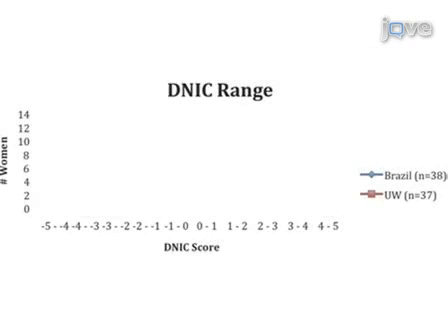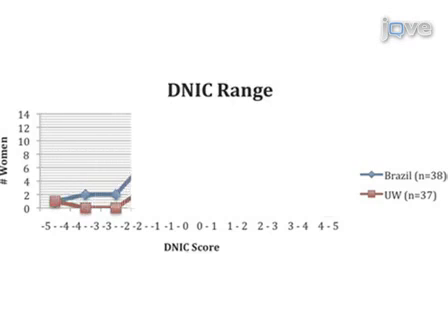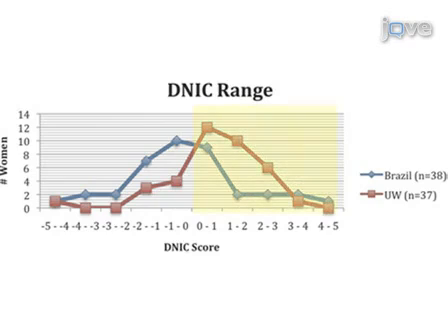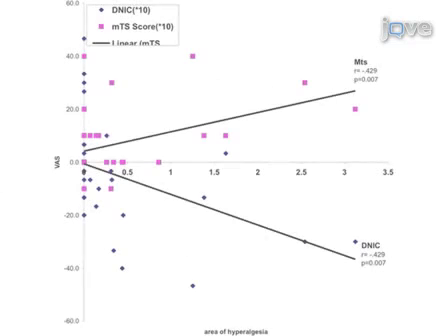To date, we have performed MTS and DNIC pre-operatively in 75 women, 38 in Brazil and 37 in Seattle. A graphic representation of pre-cesarean DNIC score is shown here. Efficient endogenous analgesia is represented by a positive DNIC score, 0 to positive 5, while lack of endogenous analgesia is represented by a negative DNIC score, 0 to negative 5. Finally, the correlation between preoperative DNIC score over MTS and 48-hour wound hyperalgesia is shown in this graph.